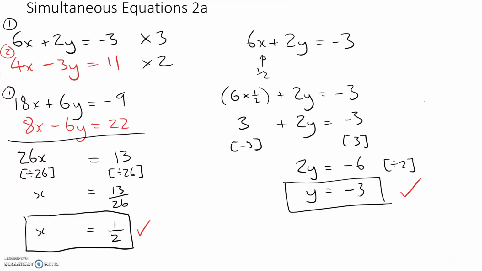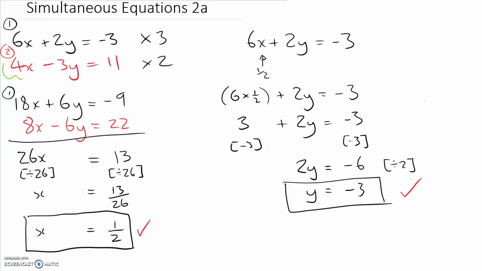Just like in the last video, this time you go back and check through. Are my answers correct? You're going to need to substitute x is a half and y is negative 3 into both of those equations, and you should find that the first equation, when you substitute those in, gives you negative 3, and the second equation you should get 11. Verify that for me, and then play on. Did it work? It should have worked.